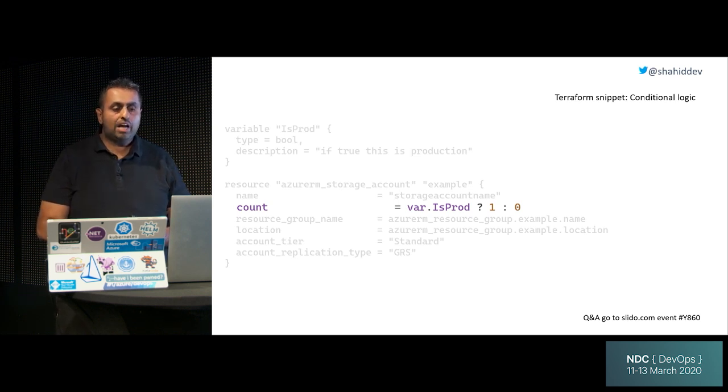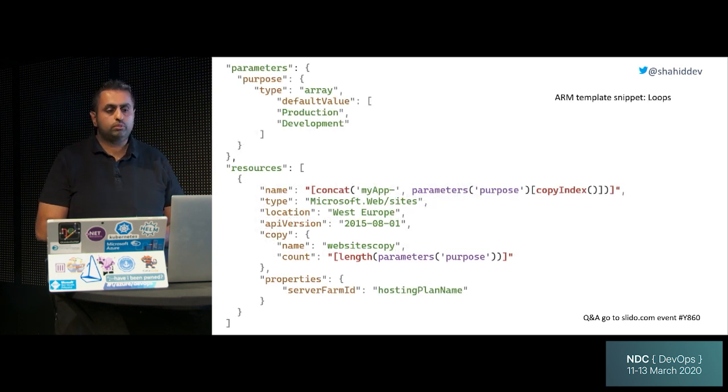And that value is set as a count. So what's happening here is if it's not prod, we get back a 0, so the count is 0, and Terraform won't deploy the resource because the count is 0. So you can see this is admittedly a bit of a hack, really, but maybe it's a bit easier to understand. Let's have a look at loops.